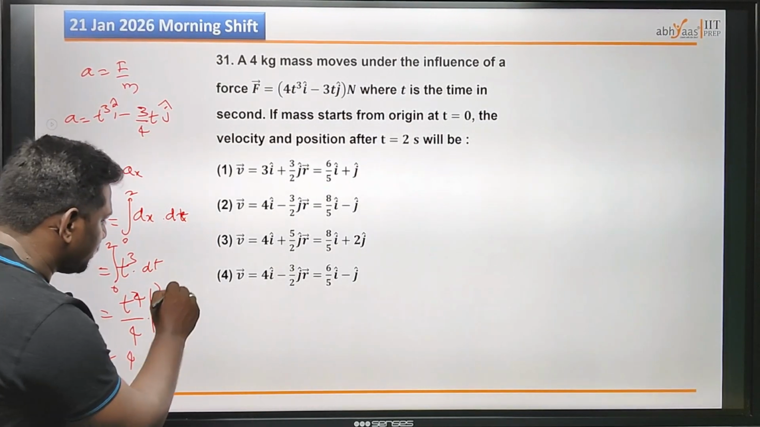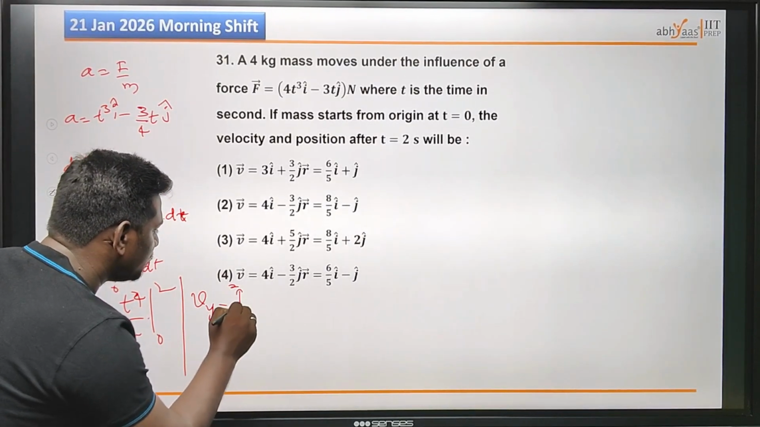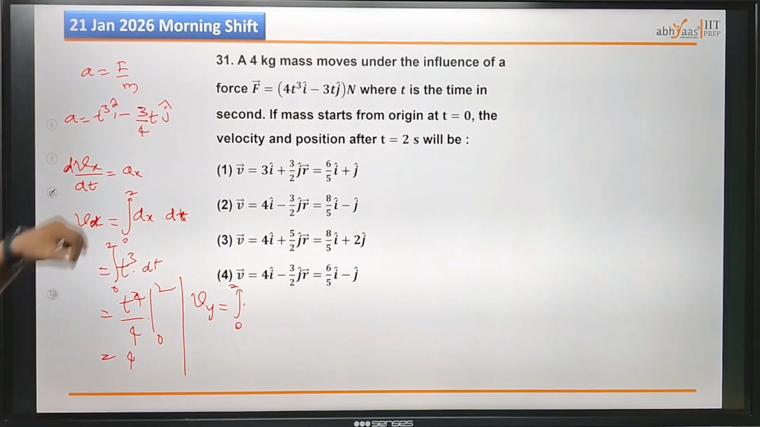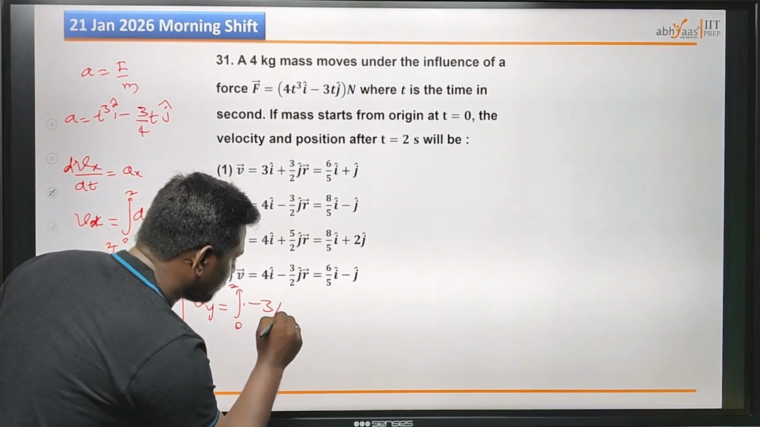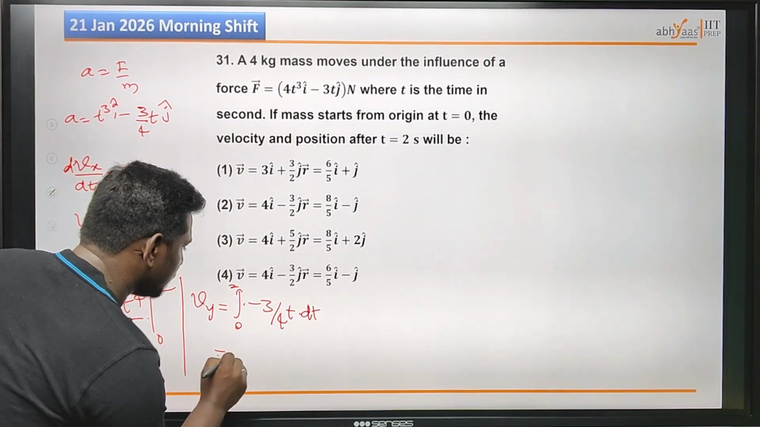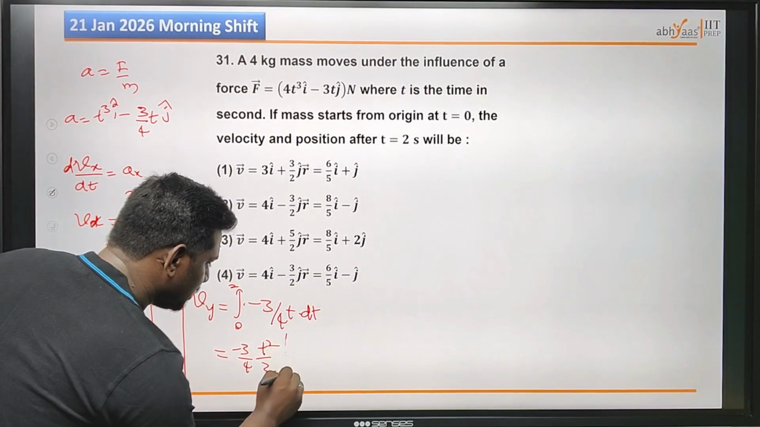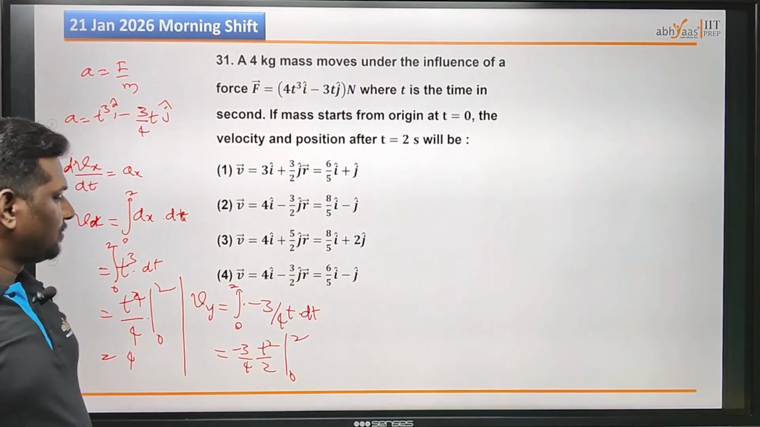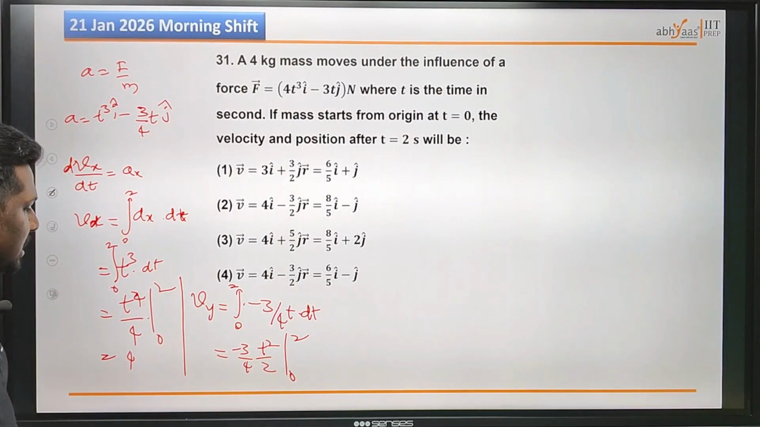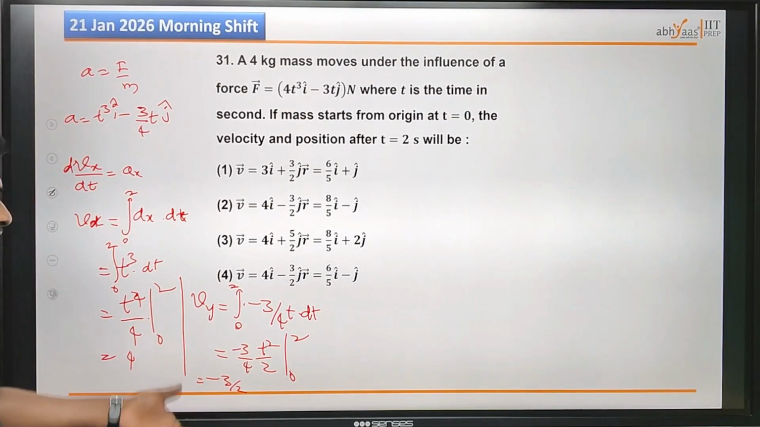What about the y component? Vy can be written as the integral from 0 to 2 of minus 3 by 4 t dt. So simply you can write it as minus 3 by 4 into t square by 2, from 0 to 2. So you get 2 square, that is 4. The 4 gets cancelled, and minus 3 by 2 is the Vy value.